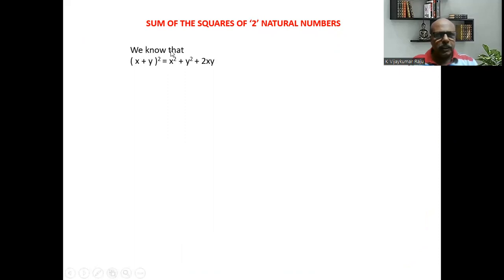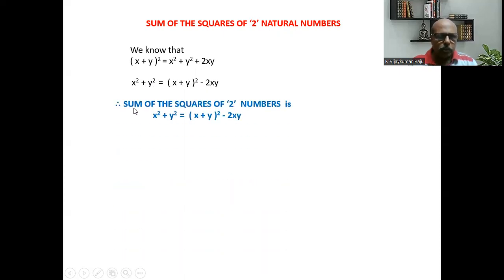We know the identity that (x + y)² is equal to x² + y² + 2xy. So, if you take 2xy to the left side, it becomes x² + y² is equal to (x + y)² minus 2xy. So here you found the squares of two natural numbers. So the sum of the squares of two numbers, x² + y², is equal to (x + y)² minus 2xy.